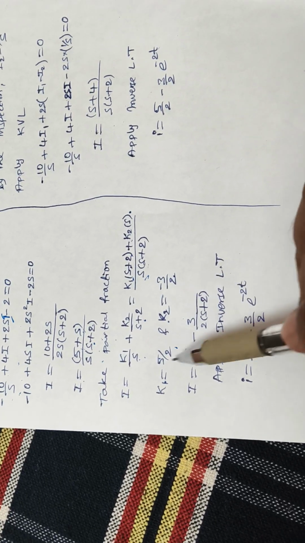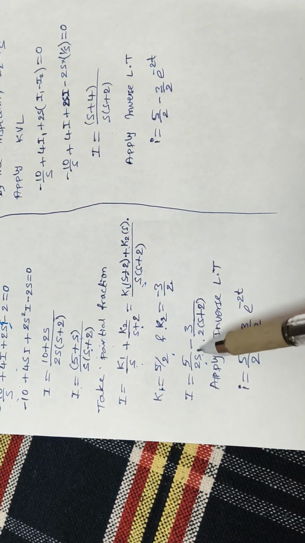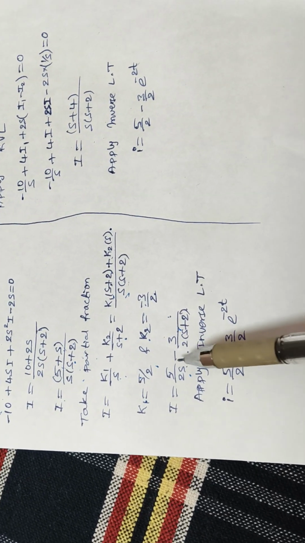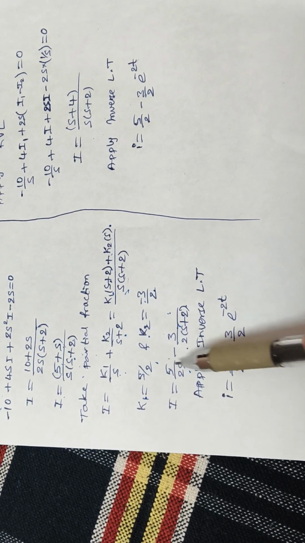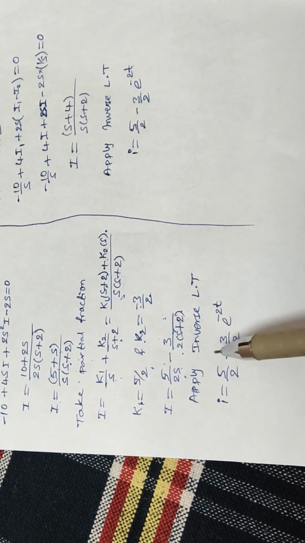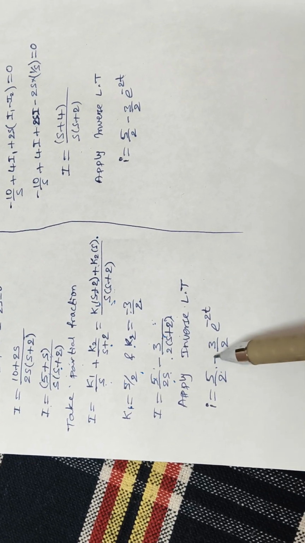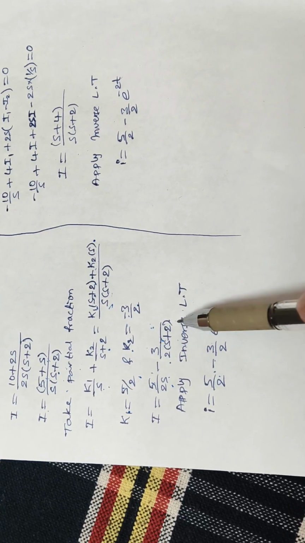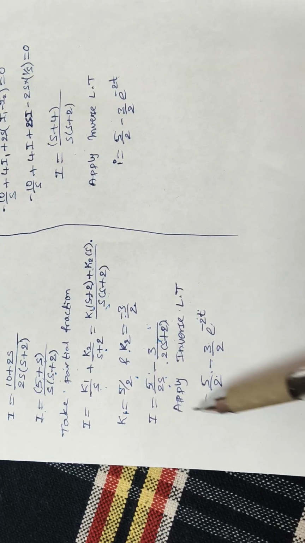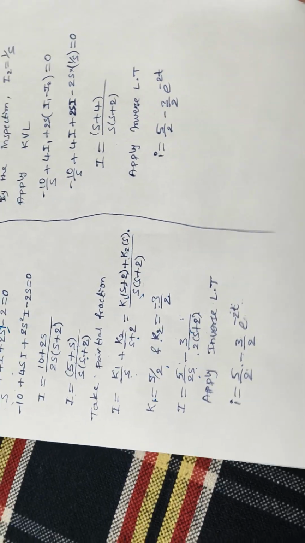Substituting these k1 and k2 values, we get 5 by 2 into 1 by s and minus 3 by 2 into 1 by s plus 2. I have direct inverse Laplace transforms for 1 by s and 1 by s plus a. The inverse Laplace transform of 1 by s is nothing but 1, and for 1 by s plus a it is e power minus at. Here a is 2. You get the current response I as 5 by 2 minus 3 by 2 into e power minus 2t.